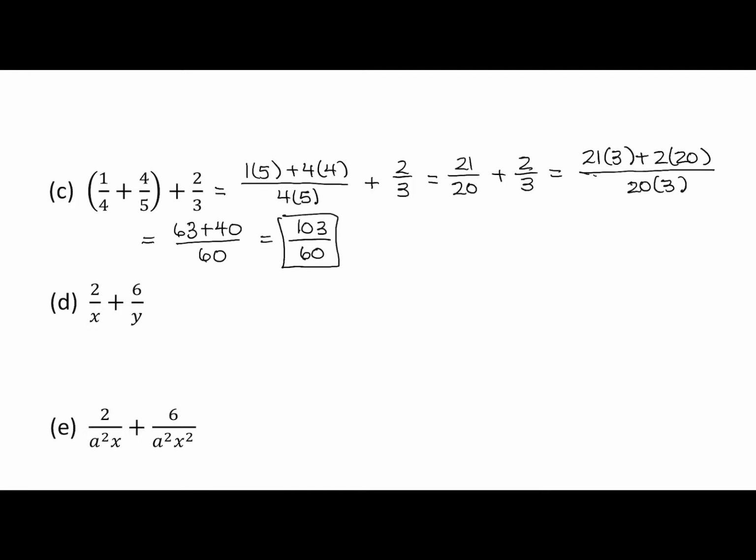All right, so in this next example, we don't have numbers, we have letters. So I have 2 over x plus 6 over y. Well, I can still use the rule, right? So I'm going to take 2 times y plus 6 times x over xy. So I get 2y plus 6x divided by xy.